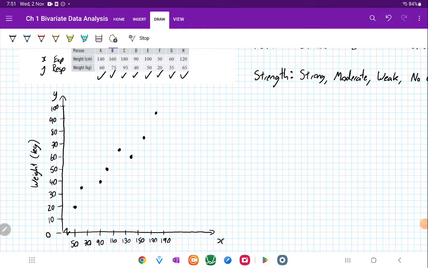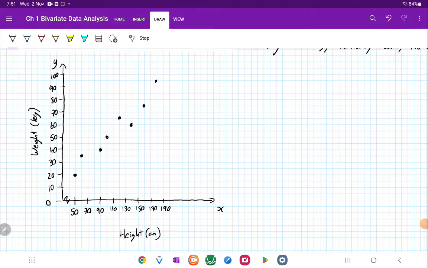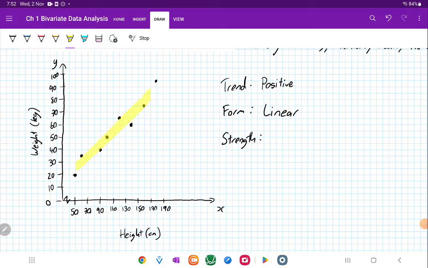So what can we now say about our graph? Well, in terms of its trend, is it going up, down, or flat? Well, it's going up, so we'd say that's positive. In terms of the form, is it a straight line or not? Well, I'd say it is a straight line, so therefore it's linear. And in terms of the strength, how spread out is the data? Well, I'd say the data is pretty tightly packed together, so we'd say it's a strong association. Although, we're going to talk about this more later, it's hard to actually call strength until we can actually look at an R value to be certain. But these are the three things we can kind of look at from a graph.